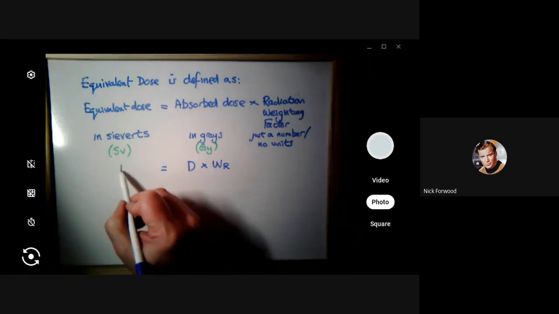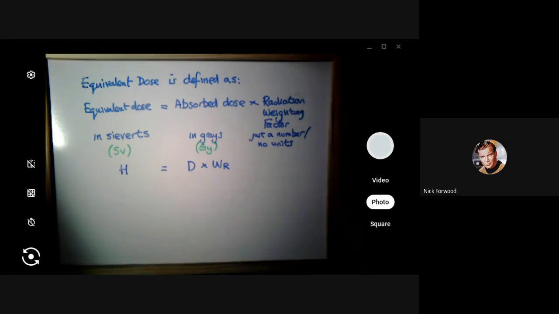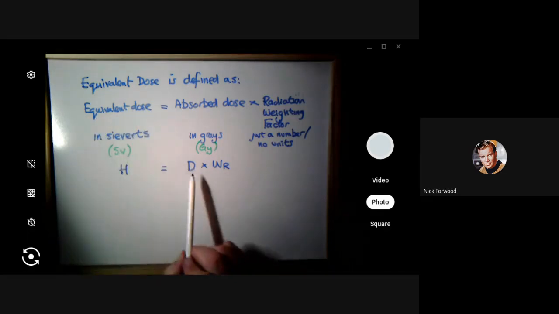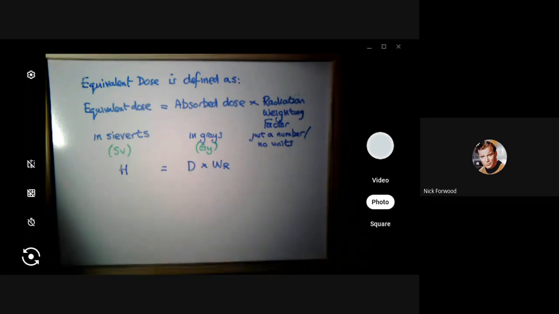is the letter H. I have no idea why they chose the letter H. I think it couldn't have been E, because we know that D is E over M. D, absorbed dose, is energy divided by mass. So we couldn't use E for equivalent dose. We couldn't use D because we've already got D for dose. And I think they just chose H. Got no idea what H really stands for. But the formula is H equals D times WR.